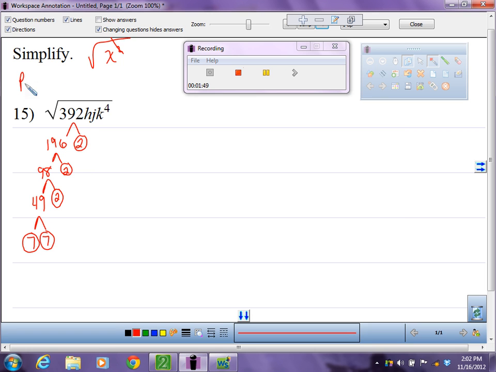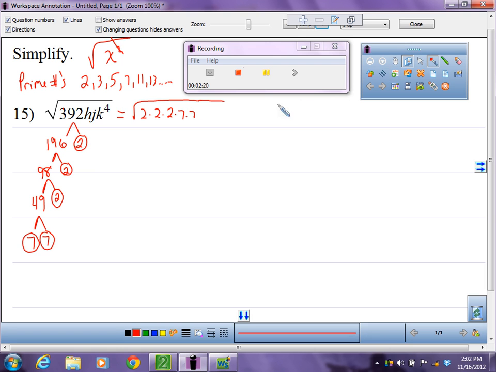We're trying to break these down into prime numbers. Prime numbers are anything that can be divided by itself and 1, which is a 2, 3, 5, 7, 11, 13, etc. Okay? In other words, 392 is the same thing as saying 2 times 2 times 2 times 7 times 7. Okay? And we need that because we need pairs. We need to find pairs.